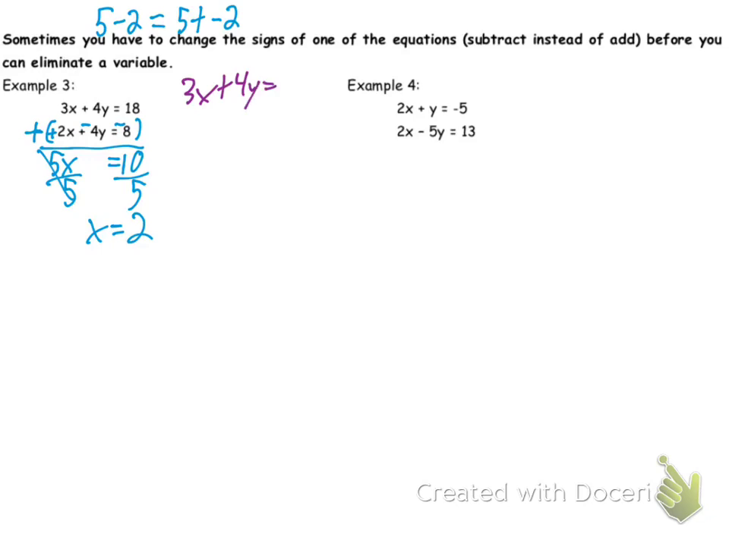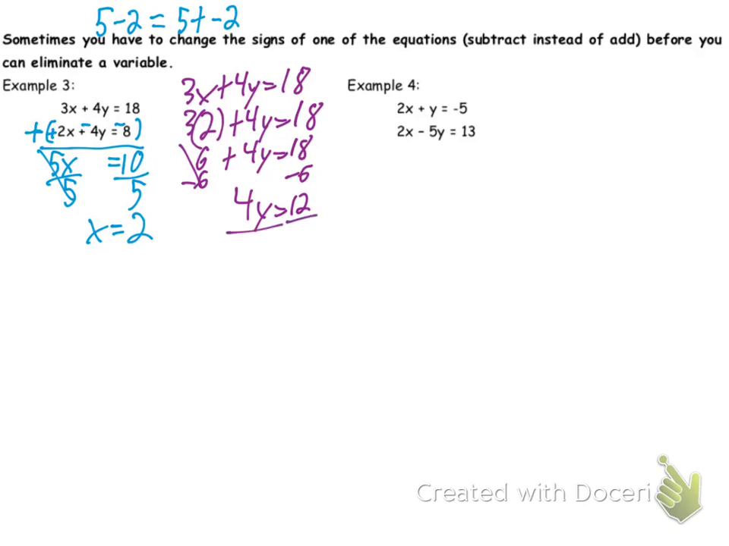3x plus 4y equals 18. Plug in 2 for x. 3 times 2 plus 4y equals 18. What is 3 times 2? 6 plus 4y equals 18. Subtract. 4y equals 12. And what does y end up being? 3. So our answer then is 2, 3.